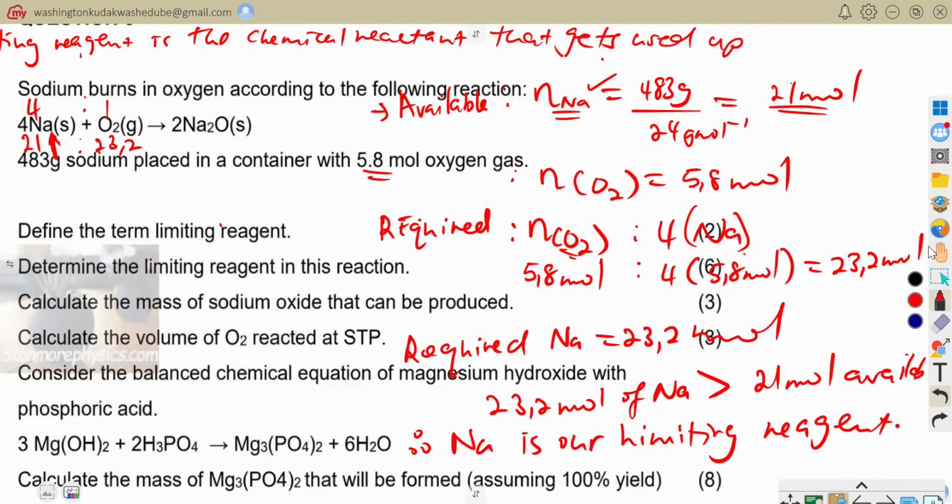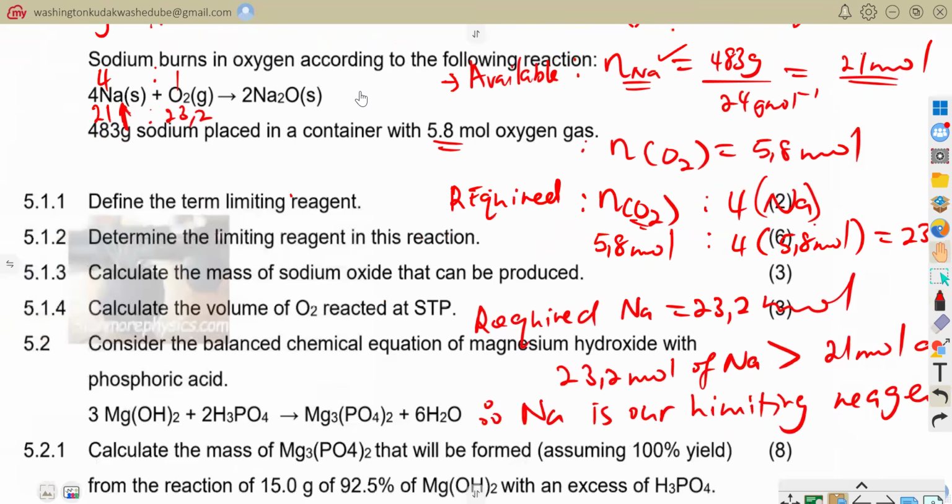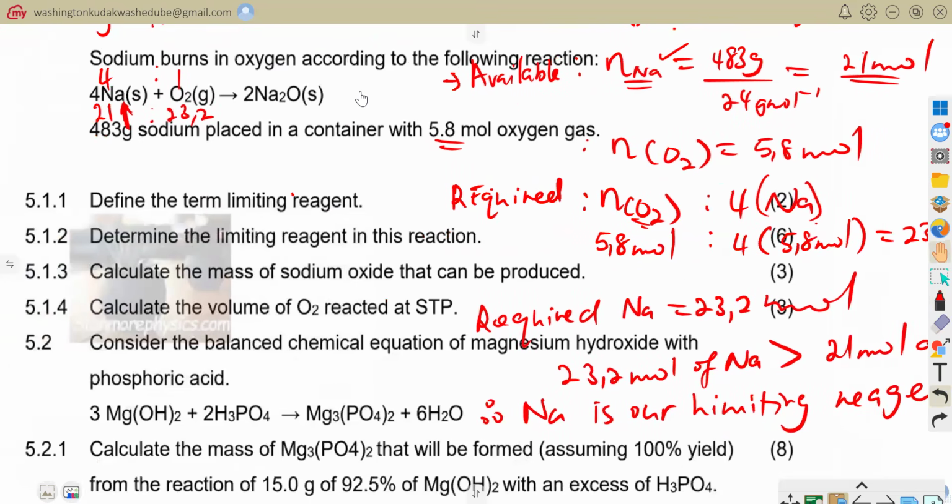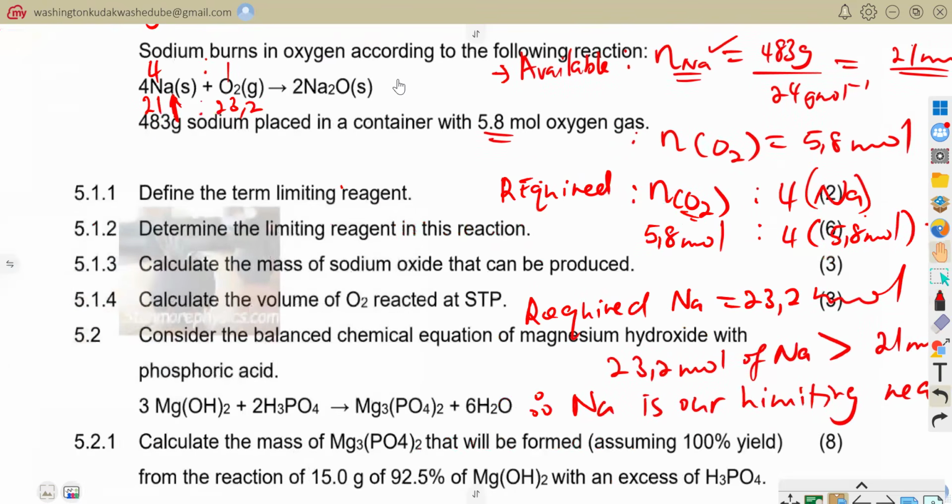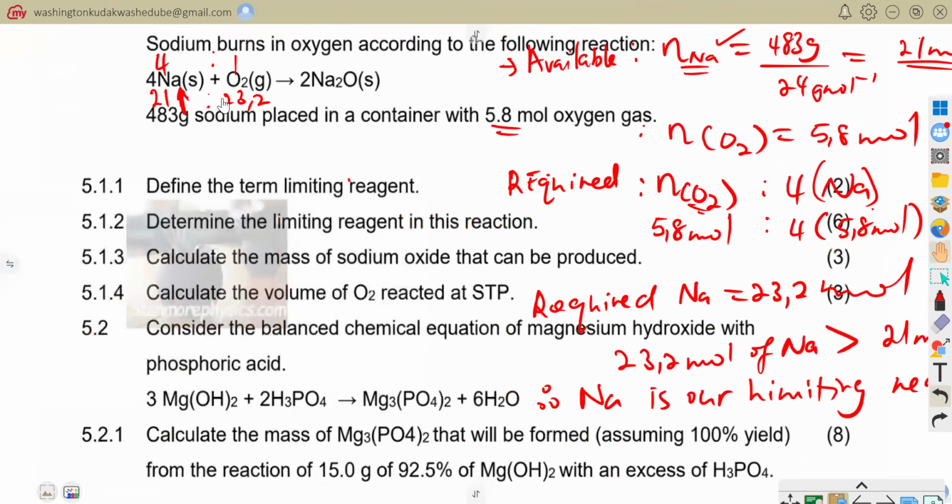To get to say that, you first calculate the available number of moles of your nitrogen, the available number of moles of your oxygen, and then you compare using that balanced equation to say how much sodium is required by oxygen and how much oxygen is required by sodium. By just calculating the amount of sodium required by oxygen, you can see that sodium is insufficient from what is required by oxygen. So this is going to be completely used up. So sodium becomes our limiting reactant.